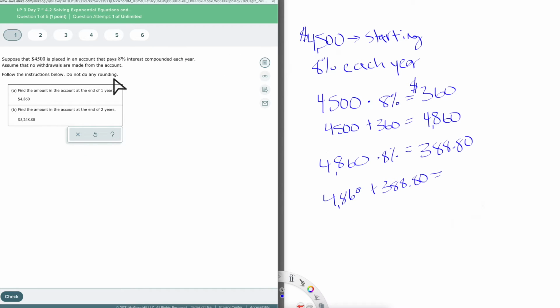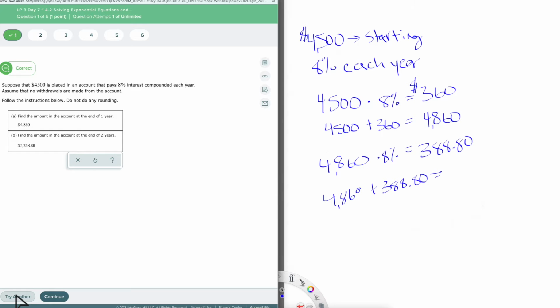And it says right here, do not do any rounding. So if that came up at all, you would not round anything. You would just leave it exactly the way it was. So this is the idea of doing it one year at a time. This can definitely be very tedious. If you wanted to know how much money was going to be in the account after 10 years, you'd have to do this 10 times.